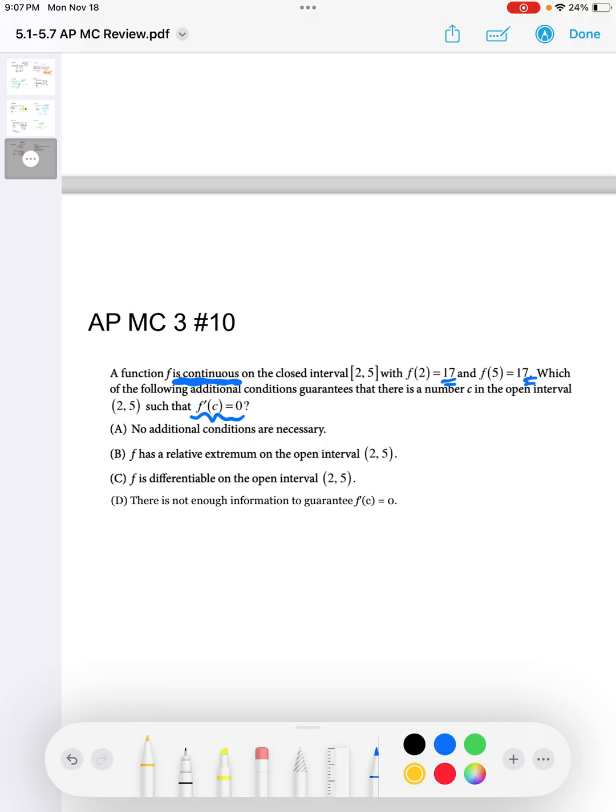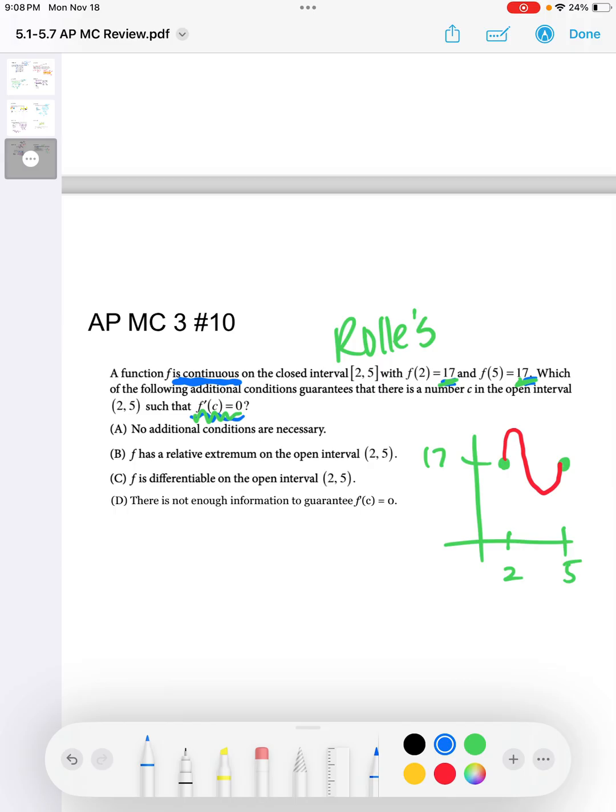Okay, so what this is asking for is Rolle's theorem. If we know the y values are the same, we know somewhere along the way we're going to have a slope of 0. Okay, if I would graph this out, 2, 17 and 5, 17, no matter how I draw in that inside graph of f, at some point, I'm guaranteed to have slopes of 0. However, two things need to be true. The first is that it needs to be continuous, and we have that.